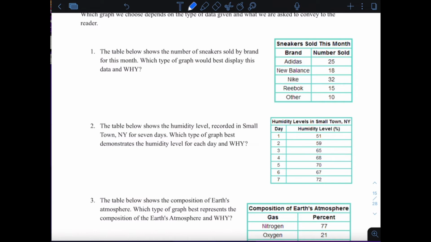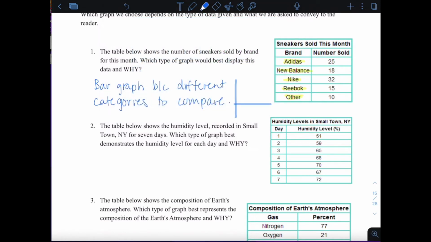Well, I think based on what we have, we can see that a bar graph would be good, because we have different categories that we want to compare. So when I look at the names of shoes, I can see that I want to be able to create a graph whereby I can look at the bars of data and compare them easily.